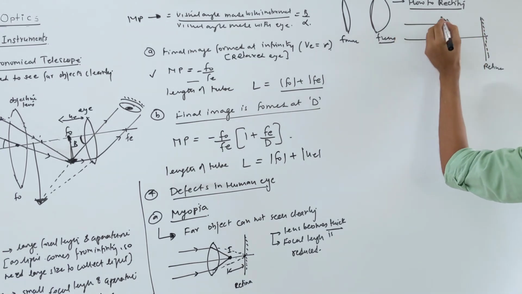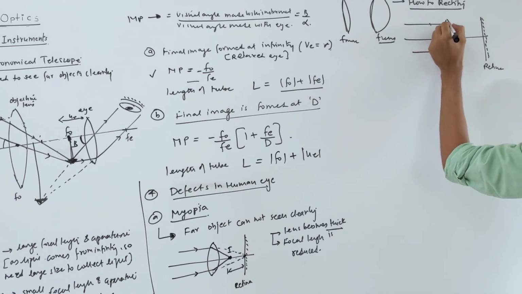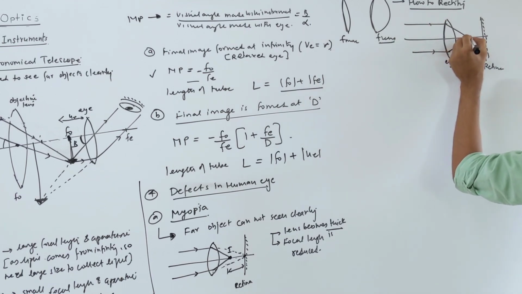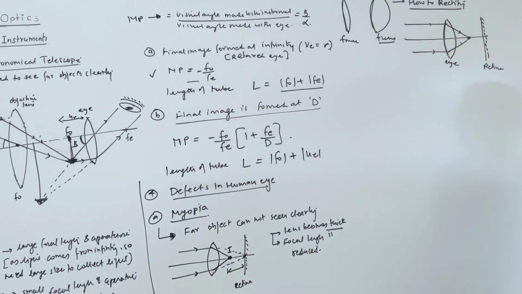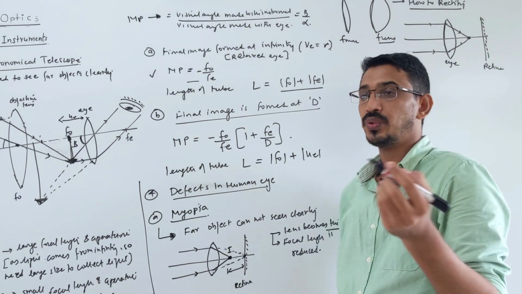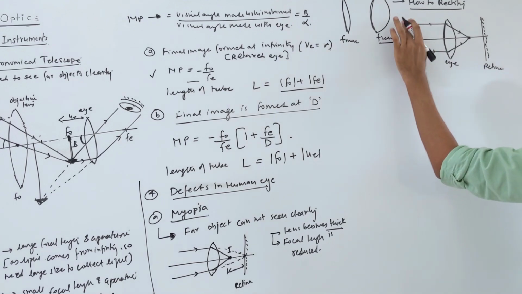So normally rays coming this way, and I'm saying they are meeting here itself. So image is formed here, so it's not clear. Now you want to correct this. So how are we correcting this? By using a diverging lens.